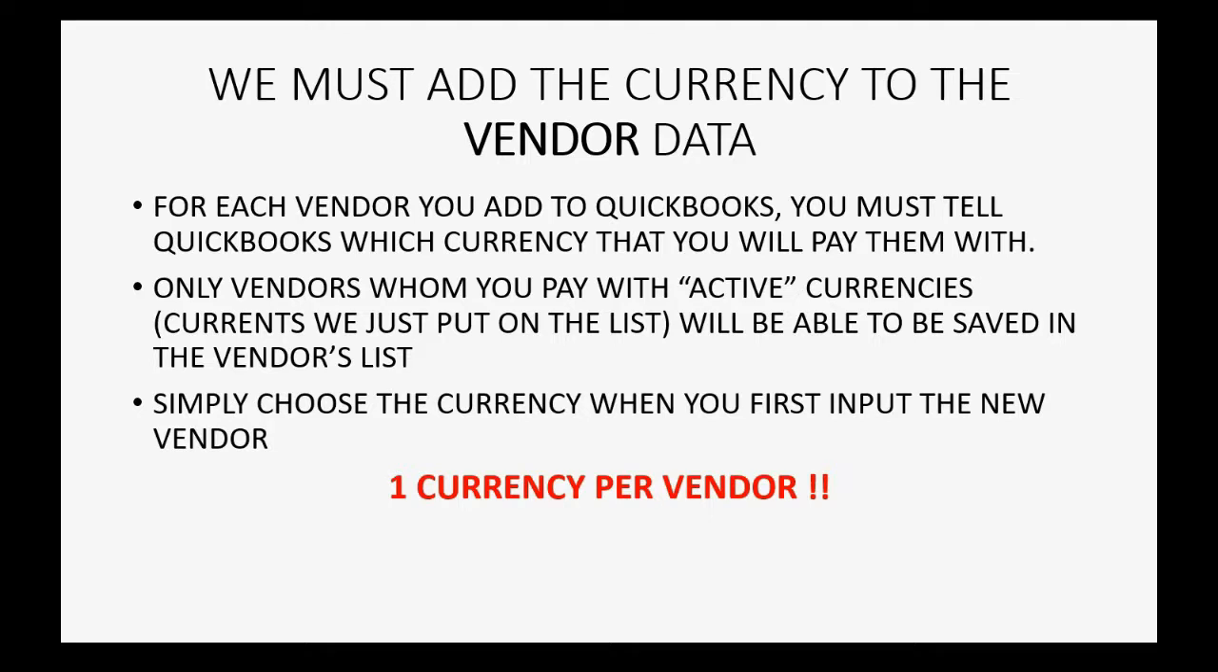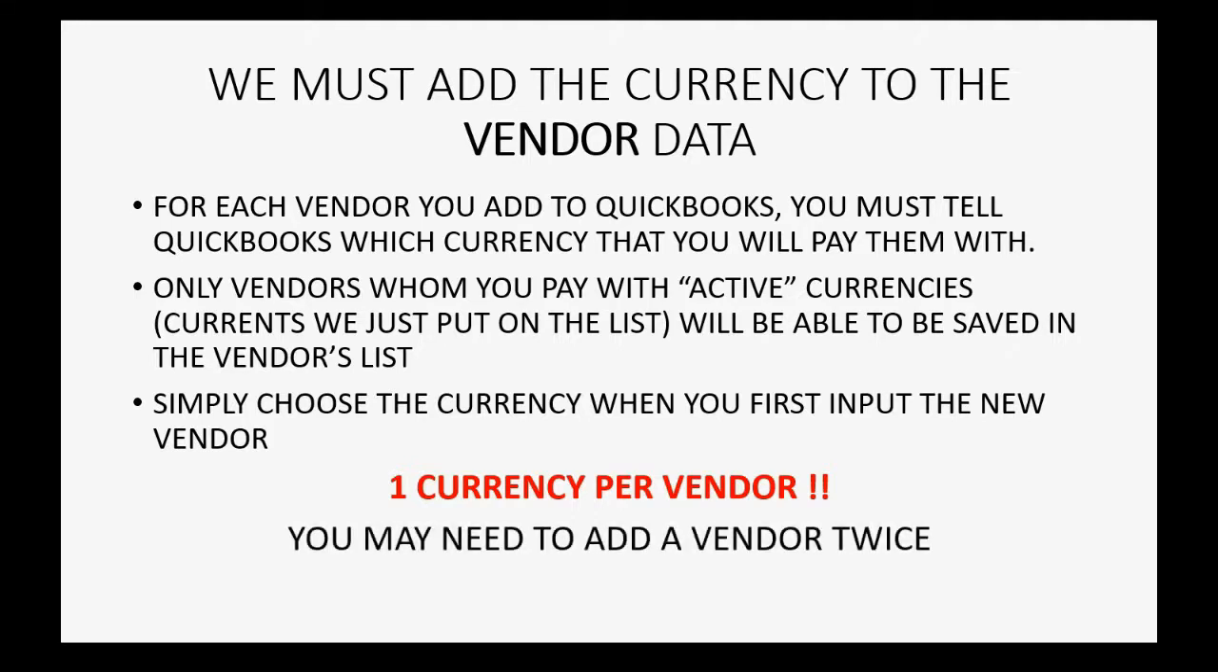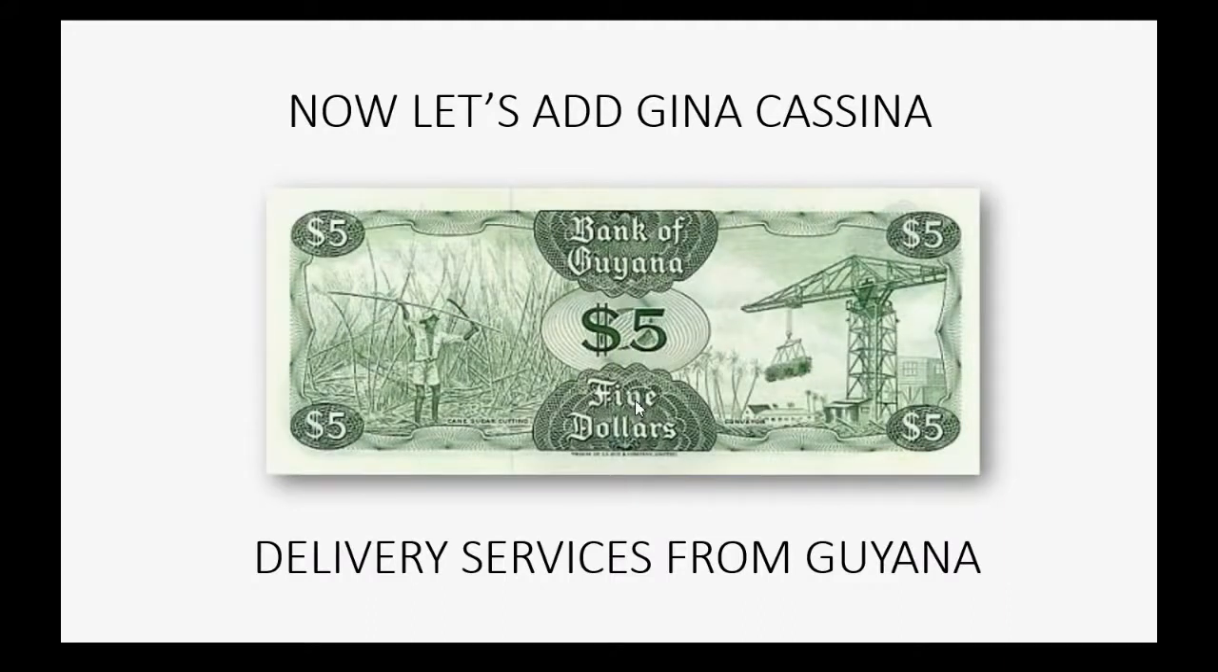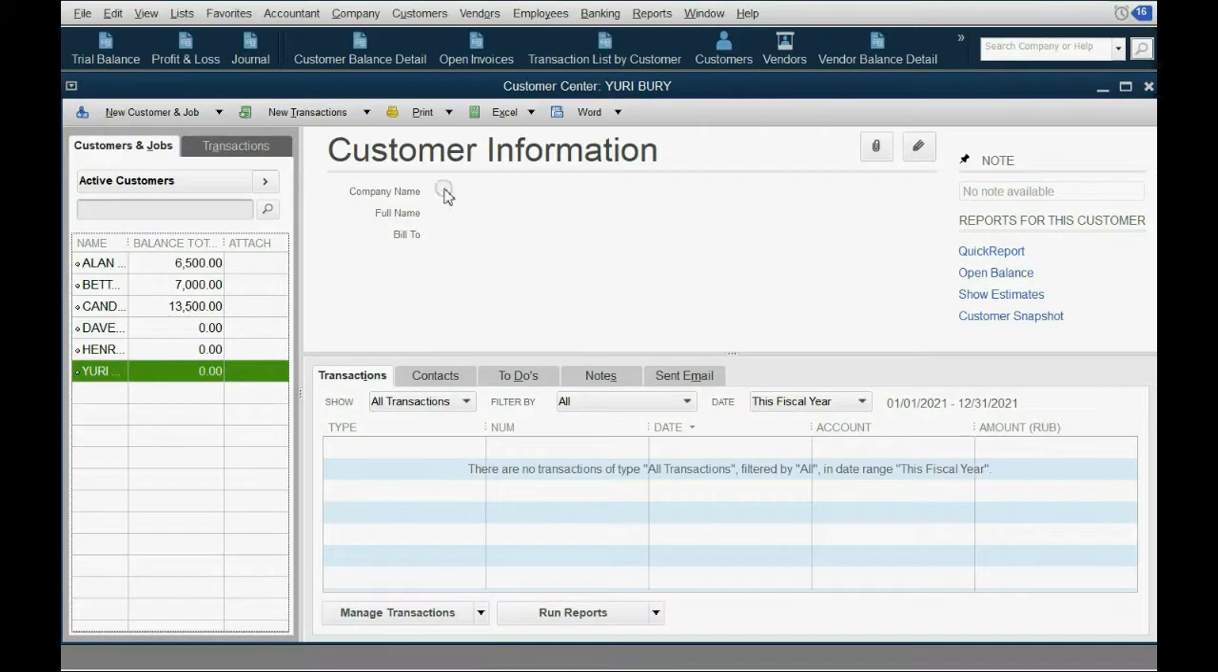And just like with customers, one currency to a customer, one currency to a vendor, and if for some unlikely reason you have to pay the same vendor with a different currency, you might have to put that vendor on the list twice and separate the transactions with the different currencies. So let's add Gina Cassina from Guyana, who gives us delivery service.